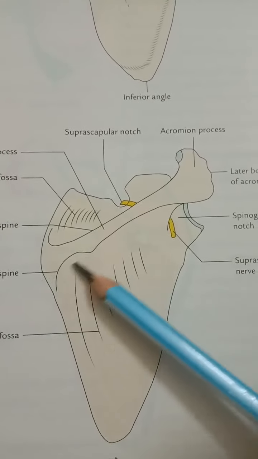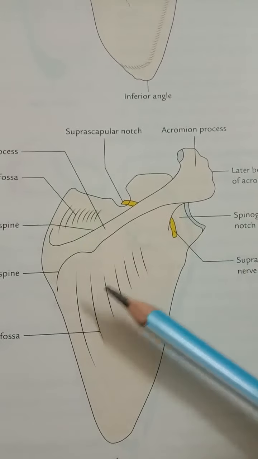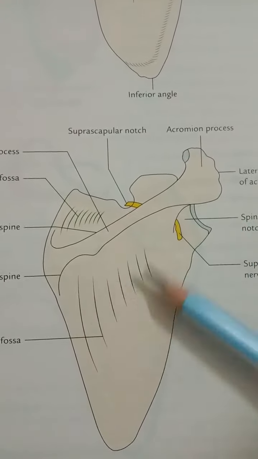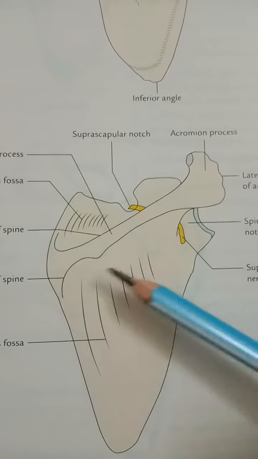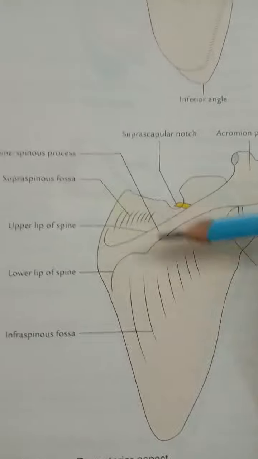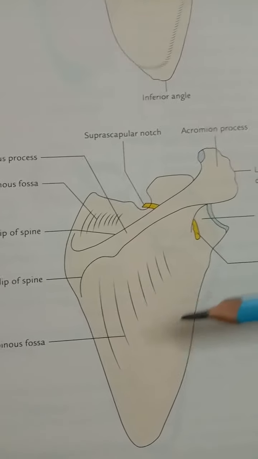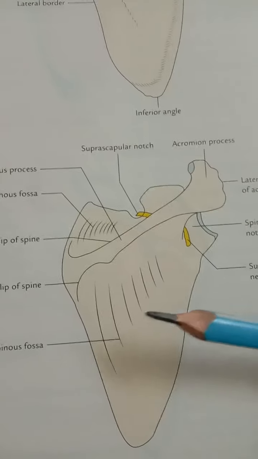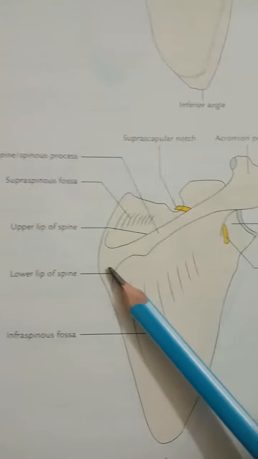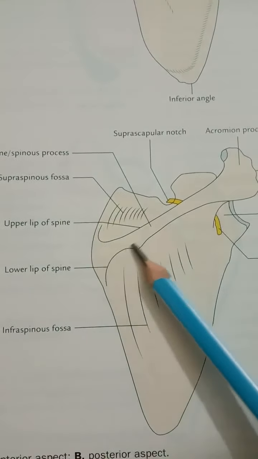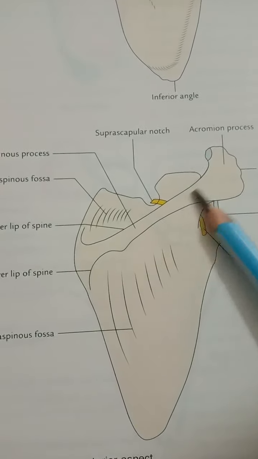It is a triangular plate of bone with three borders and two surfaces, and it divides the dorsal surface into the supraspinatus fossa and the infraspinatus fossa. The posterior border is called the crest of the spine. So this one. This is called the crest of the spine.